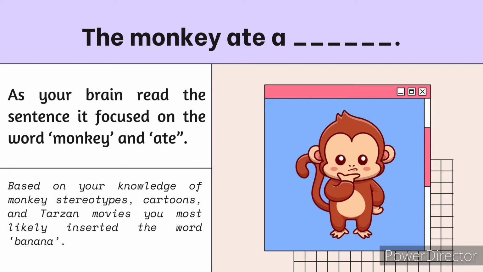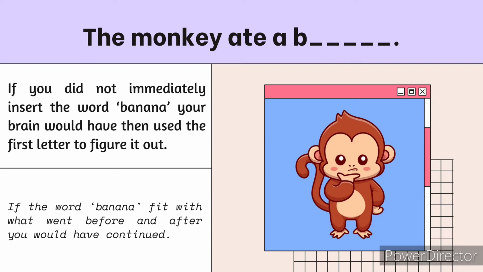As your brain reads the sentence, it focuses on the words monkey and ate. These narrowed the possibilities of the word to something monkeys eat. And also based on your knowledge of monkey stereotypes, cartoons, and Tarzan movies, you most likely inserted the word banana. The monkey ate a bee.